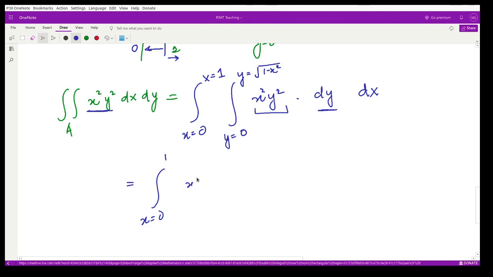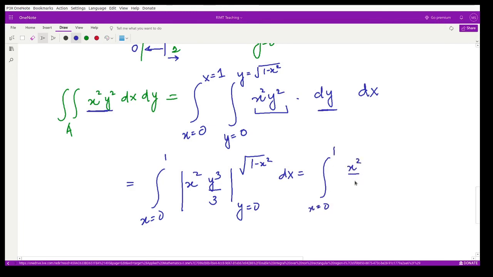Here x square would be treated as constant and the integration of y square with respect to y would be y cube divided by 3. And here we will substitute the limits, y varying from 0 to square root of 1 minus x square, dx. So when you substitute the limits, what would this be? x square by 3 would be as such, and then instead of y we will be writing 1 minus x square raised to power 1 by 2 raised to power 3. So it becomes raised to power 3 by 2, dx.